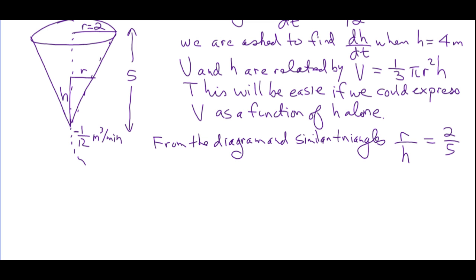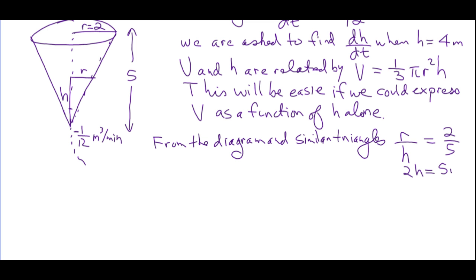Because those are similar triangles. They're both 90 degrees at the top. They both have the same angle at the bottom there, whatever angle is down here, right? Okay, so we've got these similar triangles, and we want to get H. So what do we get?